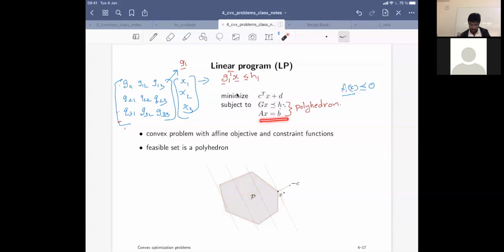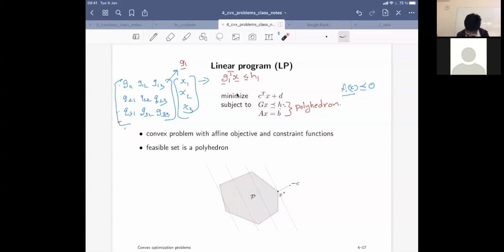If you put an additional equality constraint, then a line will pass through this, and the feasible set will be this point. That is also a polyhedron. I especially mentioned this when we saw polyhedra: a line segment, a hyperplane, everything can be visualized as a polyhedron.